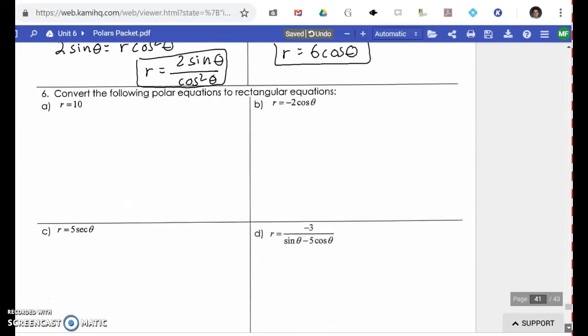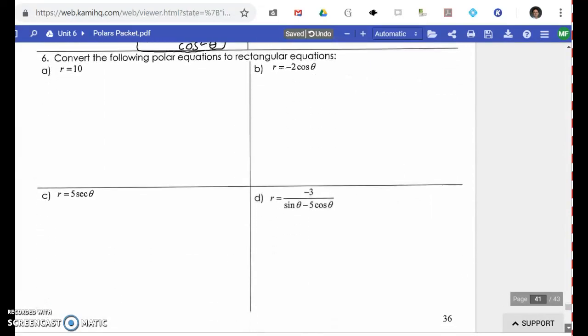We're also going to look at going from polar to rectangular. So for A, what we could do is square both sides, which gives us r squared equals 100. And the reason you want to do that is we know what r squared is equal to. It's x squared plus y squared. And we've accomplished our goal. The equation is now in x and y's.